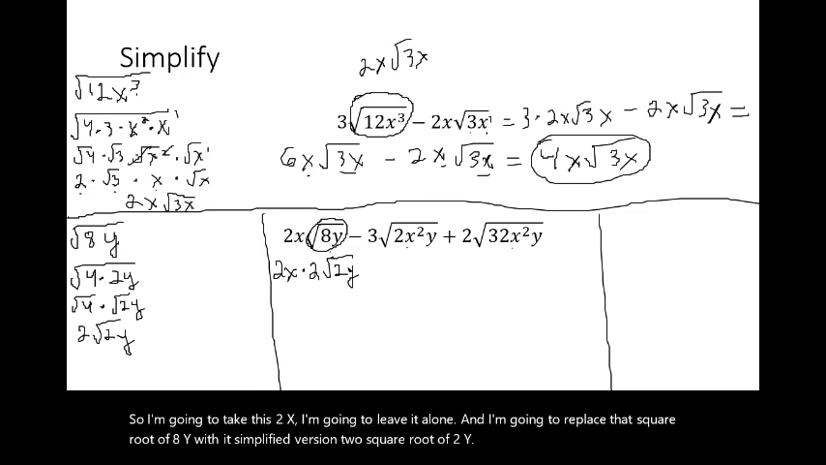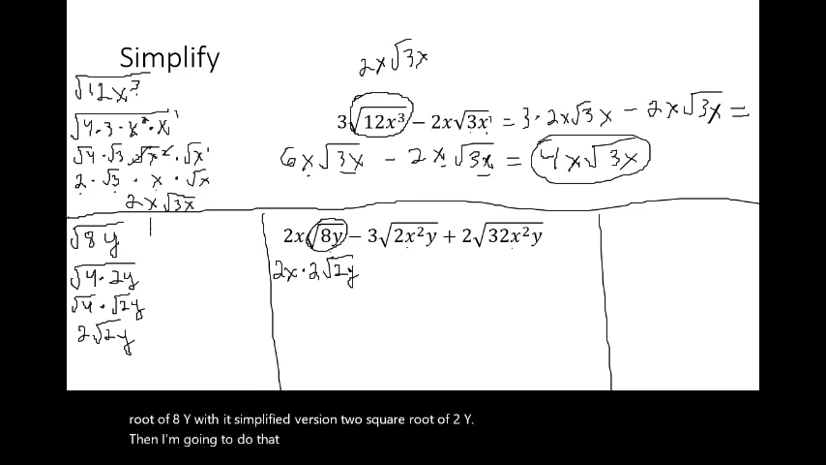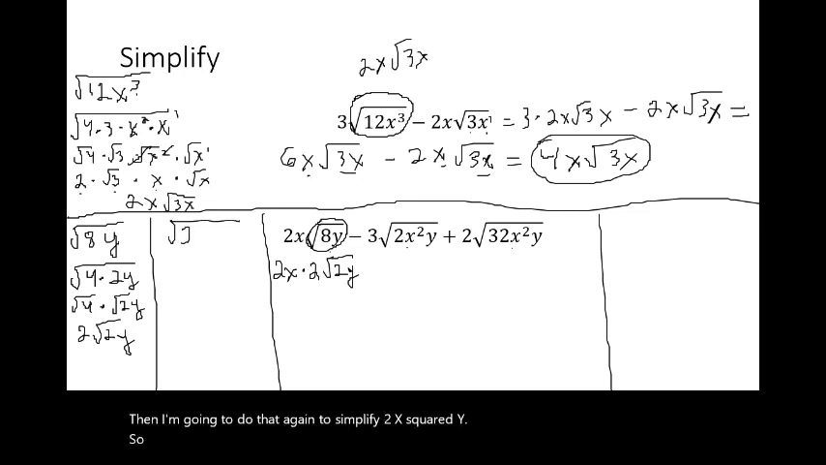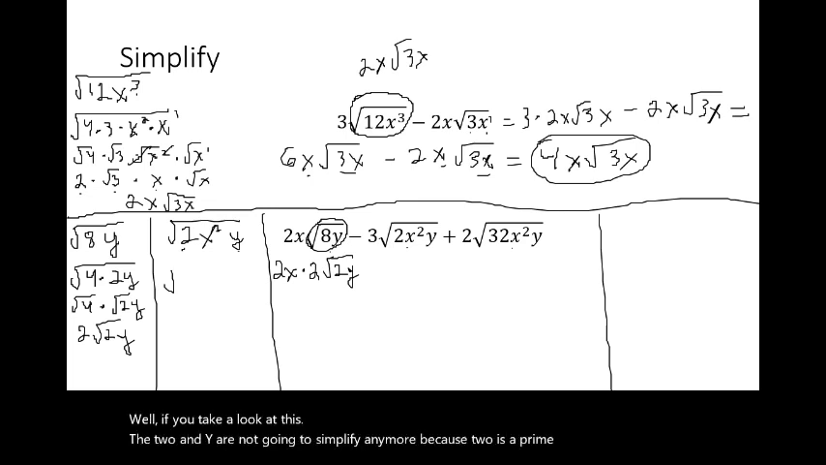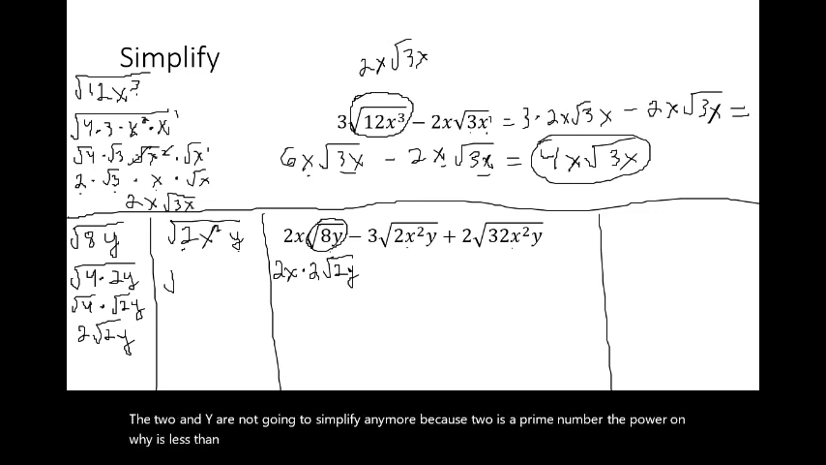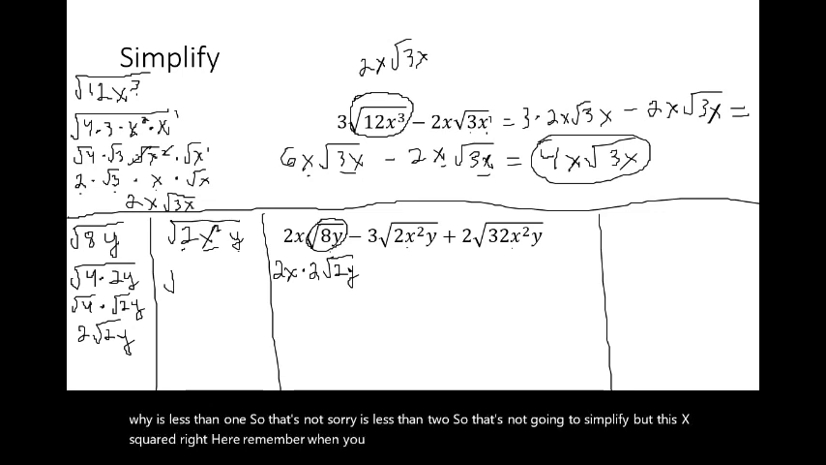Then I'm going to do that again to simplify 2x squared y. So square root of 2x squared y. Well, if you take a look at this, the 2 and the y are not going to simplify anymore because 2 is a prime number. The power on y is less than 2, so that's not going to simplify. But this x squared right here, remember, when you have a square root and a square performed together, they're going to cancel each other out.